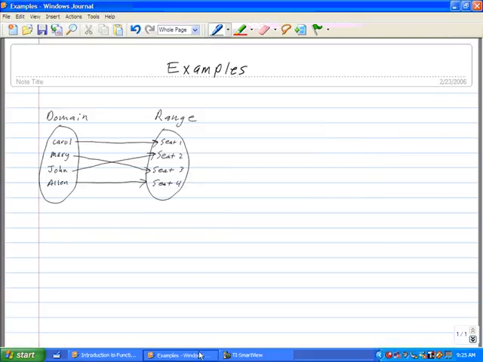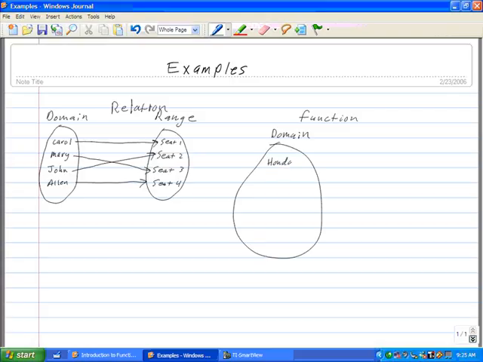Now let's look at an example that would give us, instead of a relation like we had before, a function. We're going to come up with a domain here, and I think I'll let my domain be a set of cars. We could have a Honda, we could have a Ford, we could have a Chevy, a Dodge, and let's be exotic, let's have a Porsche. Now my range is going to be a set of price tags.